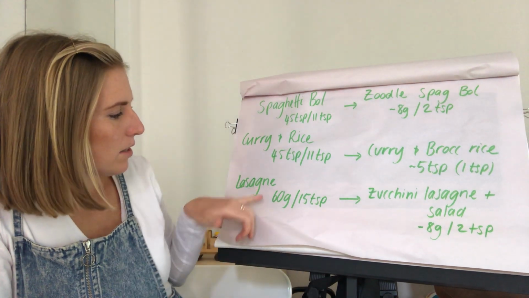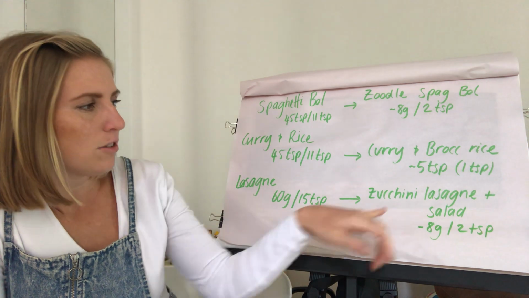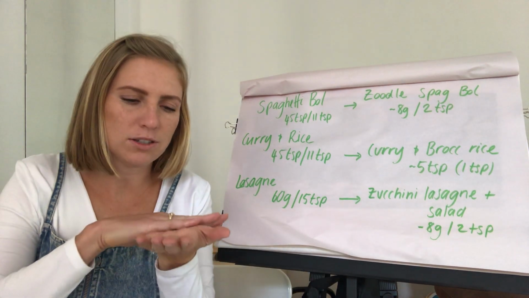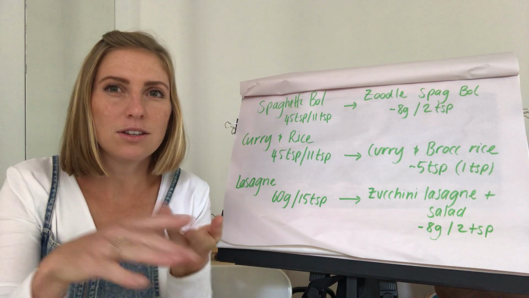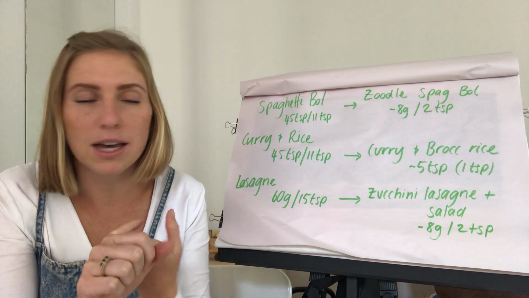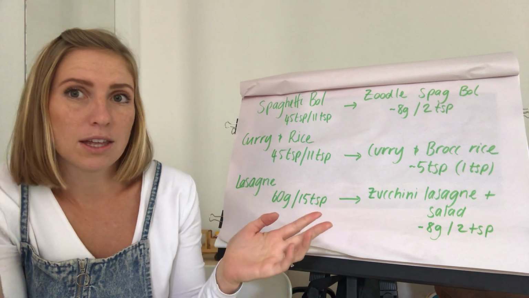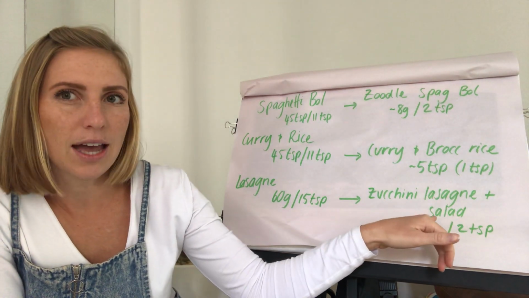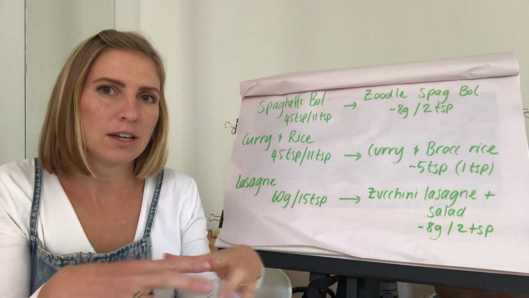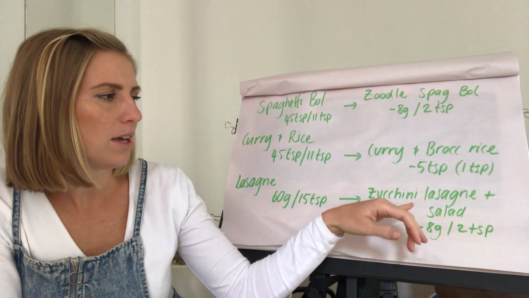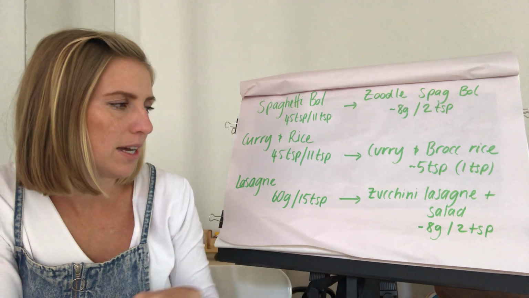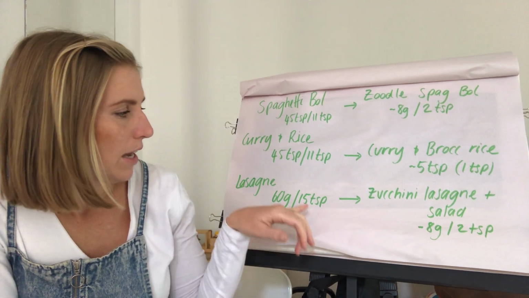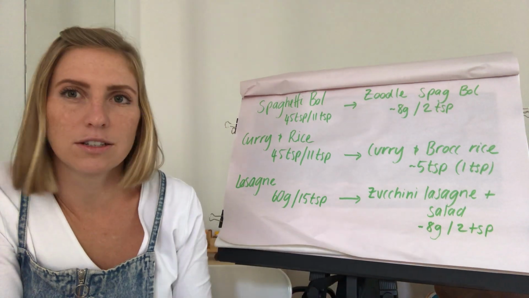And so lasagna, 60 grams, change it over for zucchini lasagna. So instead of using lasagna sheets, just slice your zucchini nice and thin. You could do it with zucchini or with eggplant. You could get creative with other veggies. And then also serve it with salad, so you're just filling up on the salads as opposed to all the heavy things. And this drops it all the way down to about 8 grams of carbohydrate, which is 2 teaspoons. And so again, 15 teaspoons down to 2 teaspoons.